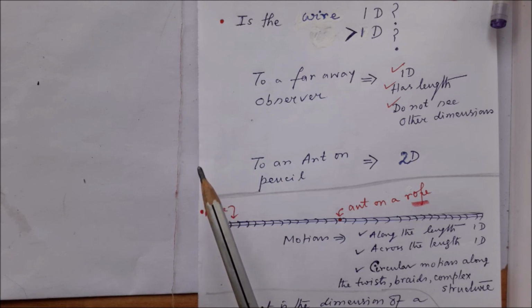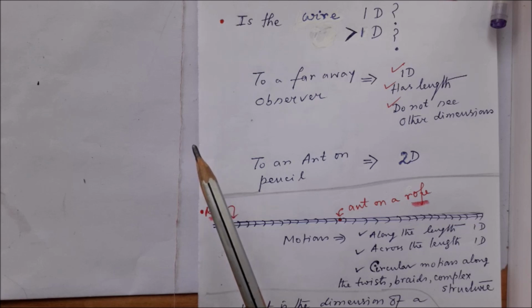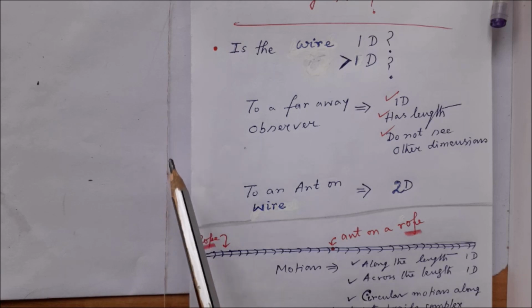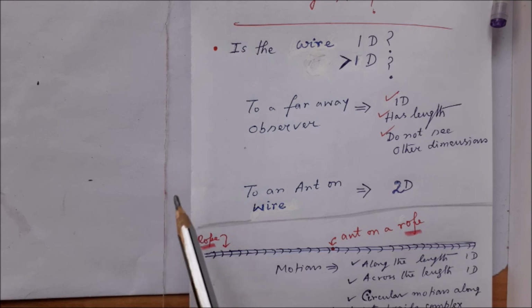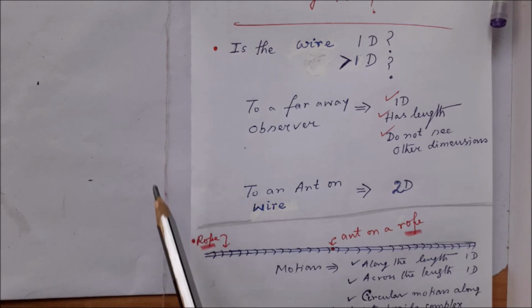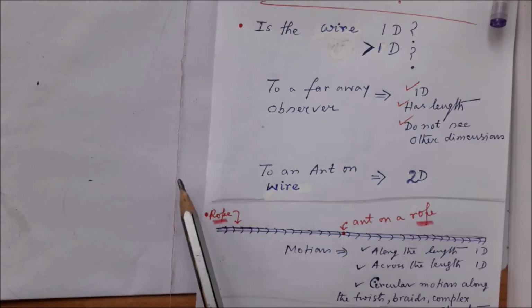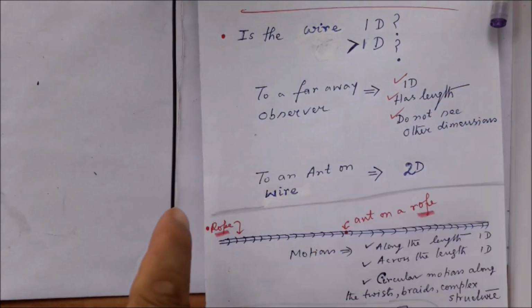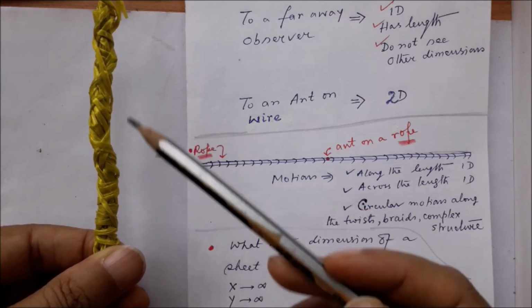But this conclusion that it has one dimension will not be corroborated by, that is supported by, an ant who is moving along it, because it not only can move along the length but it can also move across it, that is transverse to it, perpendicular to its length. So to an ant, the movement is 2D. In other words, the ant can move along this wire, which is 1D motion, and it can move transverse to it also.